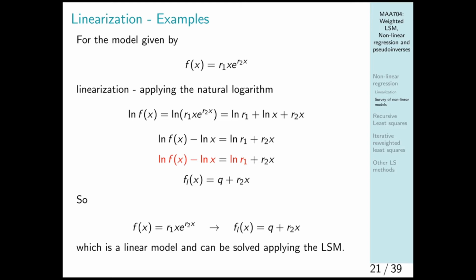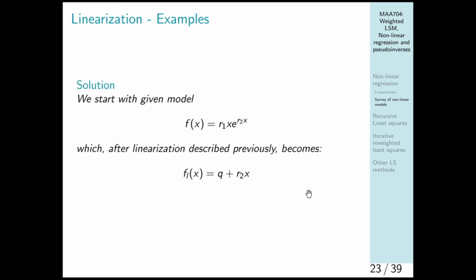Now we can go one step further and mix both. We're going to see what happens with the model R1 x e to the power R2x. We use the same trick again, but in this case, what we have here is the natural logarithm of x that we have to move to the other side. And what we get is that the logarithm of f of x minus logarithm of x is our old friend q plus R2x. So we call our linearized function this, logarithm of f minus logarithm of x, and that's what we calculate with. And with this now we can apply the least square method.